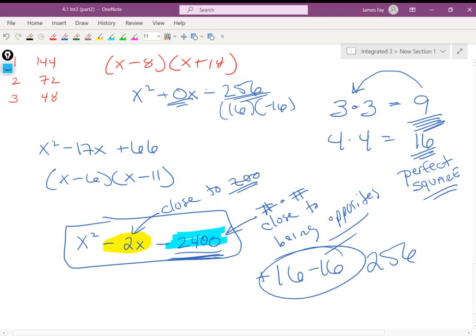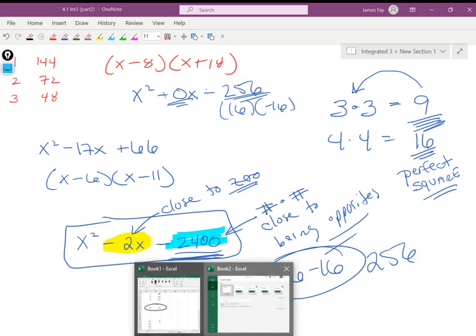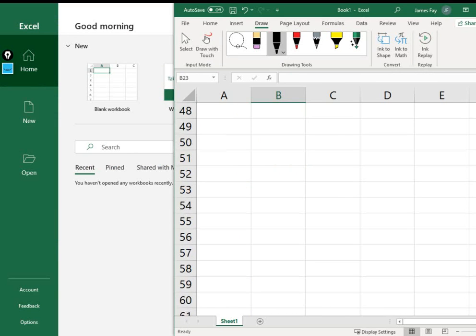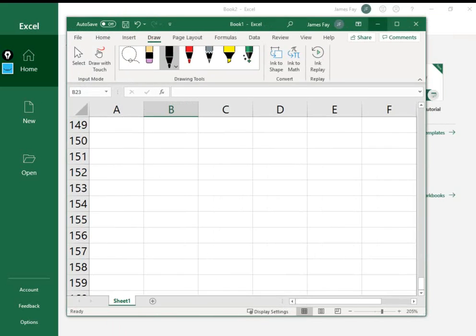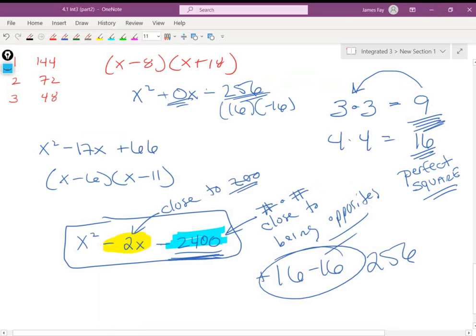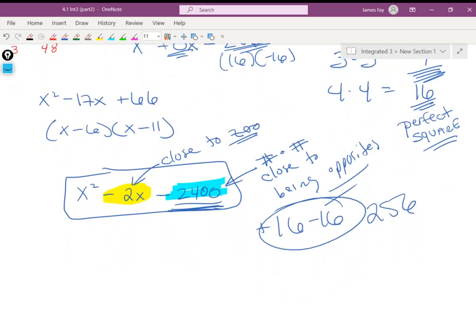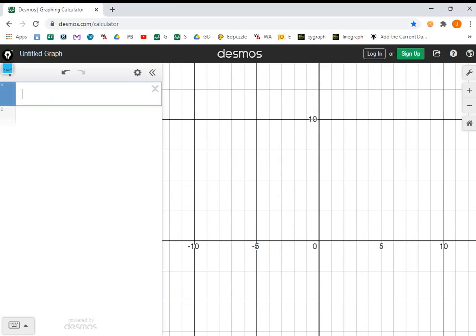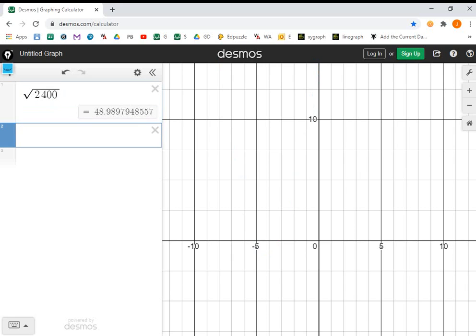So to determine these factors quickly, we could still use Excel. But if I'm going to use Excel, I'm going to have to drag this thing down very far, and that gets very tedious. There's going to be a lot of factors here. So if this number is really close to 0, and this number is really large, take the square root of that number. If I go square root of 2400, it gives me that number right there, 48.98.